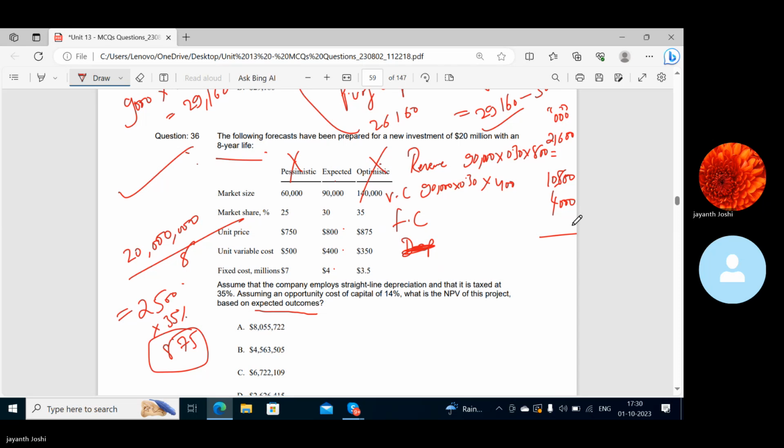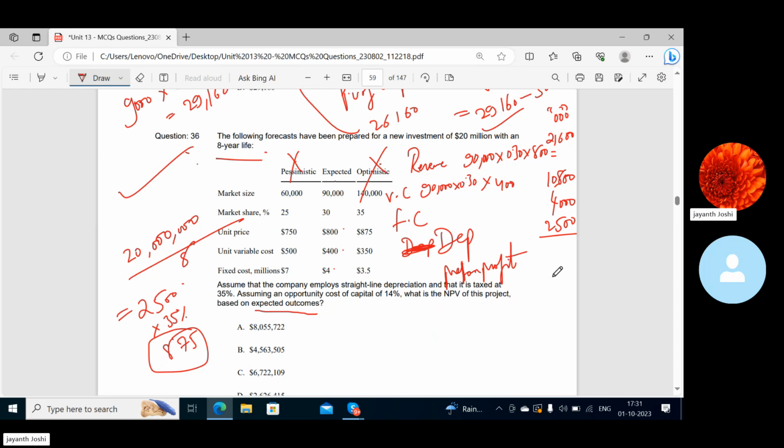Yes, sir. There are two methods we can follow. Either we can take the depreciation tax shield and keep this cash flow away, and at last we can add it, or else we will do it right now. We will do it right now for better understanding. 2,500 I'll take. Just tell me the pre-tax profit. From that you have to remove the tax.